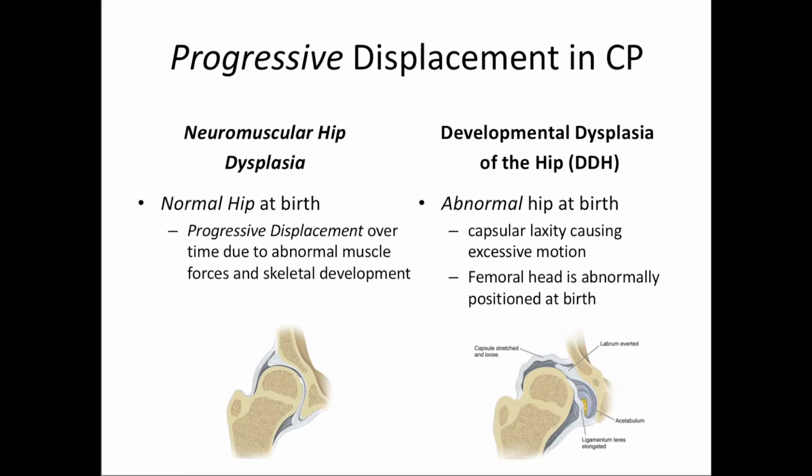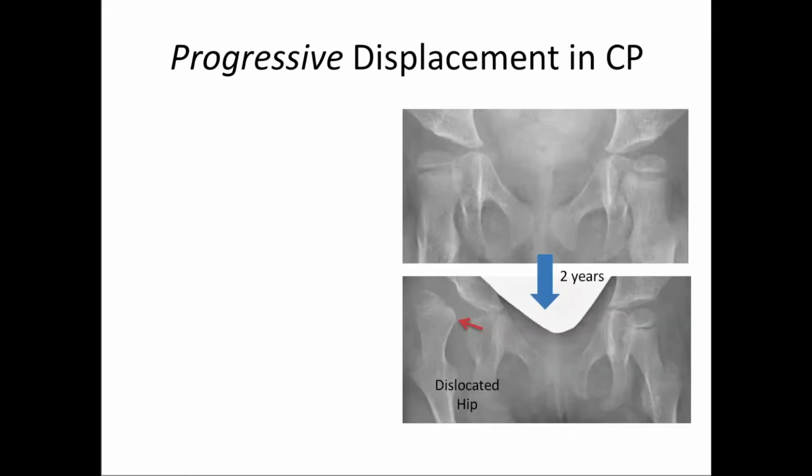This is contrasted to the situation in developmental dysplasia of the hip, where the hip is abnormal at birth, and the capsular laxity causes excessive motion, and the femoral head, which is abnormally positioned at birth, can be detected by an ultrasound. I make this distinction because it's important not to use some of the treatment algorithms that we have for DDH for hip displacement in cerebral palsy. We need a different paradigm.